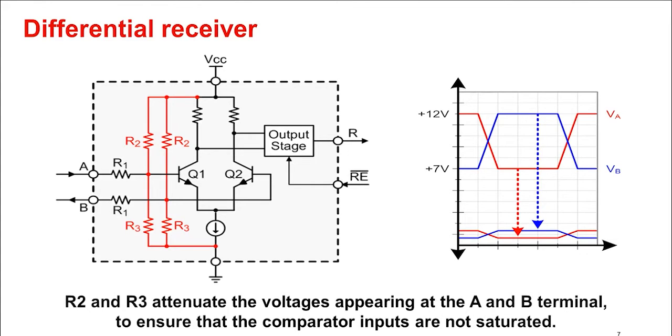RS485 receivers attenuate the transmission signals, which are typically beyond the range of the supply voltage of the receiver, to levels that are within the supply range. Because of the ground potential differences that may exist between receivers on the bus, voltages as low as -7 volts and as high as 12 volts may appear at the A and B terminals of the device. The attenuation factor is typically on the order of 10 to 1. So the voltage levels that actually appear at the comparator input are within the operating range of the device.